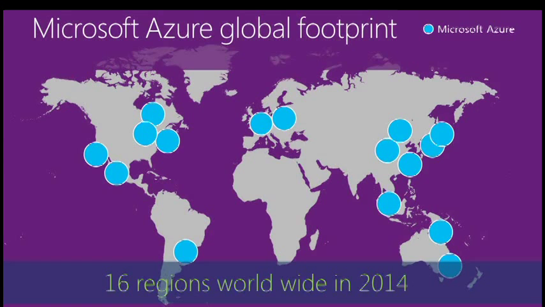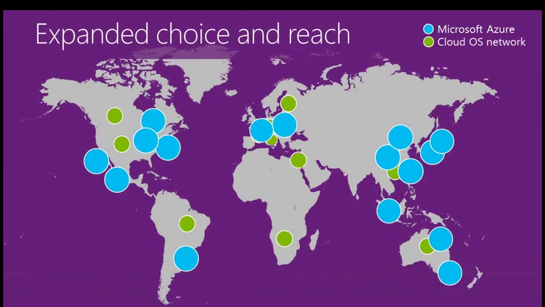So if we go to the next slide, we will also see, along with the Microsoft data centers, there are a whole bunch of Cloud OS network providers. So these are perhaps more traditional hosting companies that have deployed Microsoft cloud hosting solutions into their data centers. So if there isn't an Azure data center where you want one, you can work with a Cloud OS network partner to get a consistent experience across these different worlds.